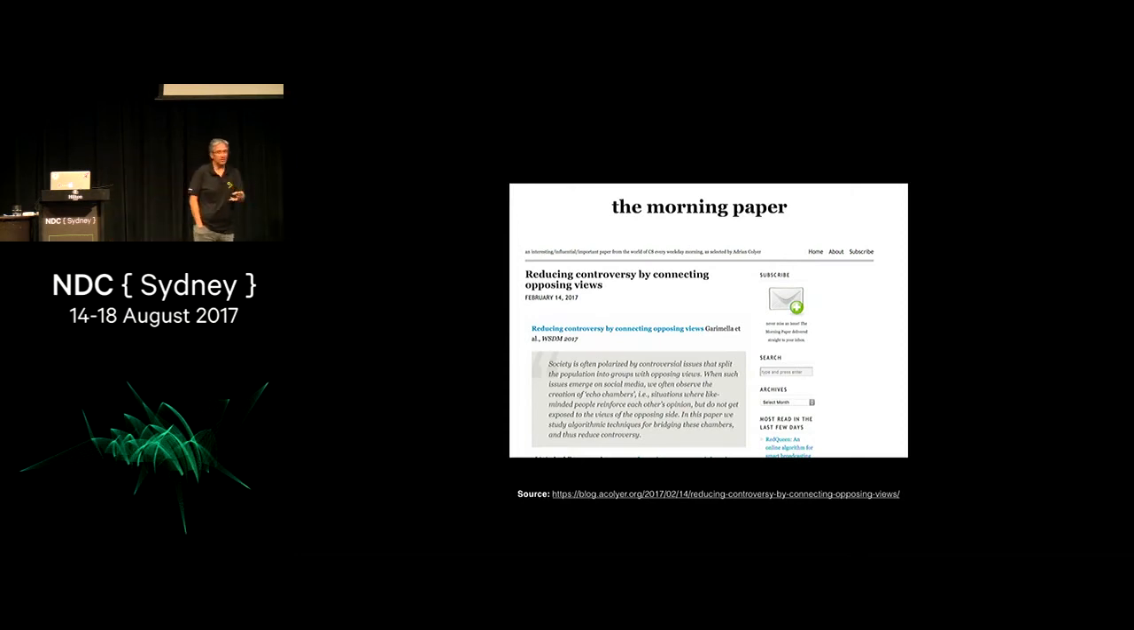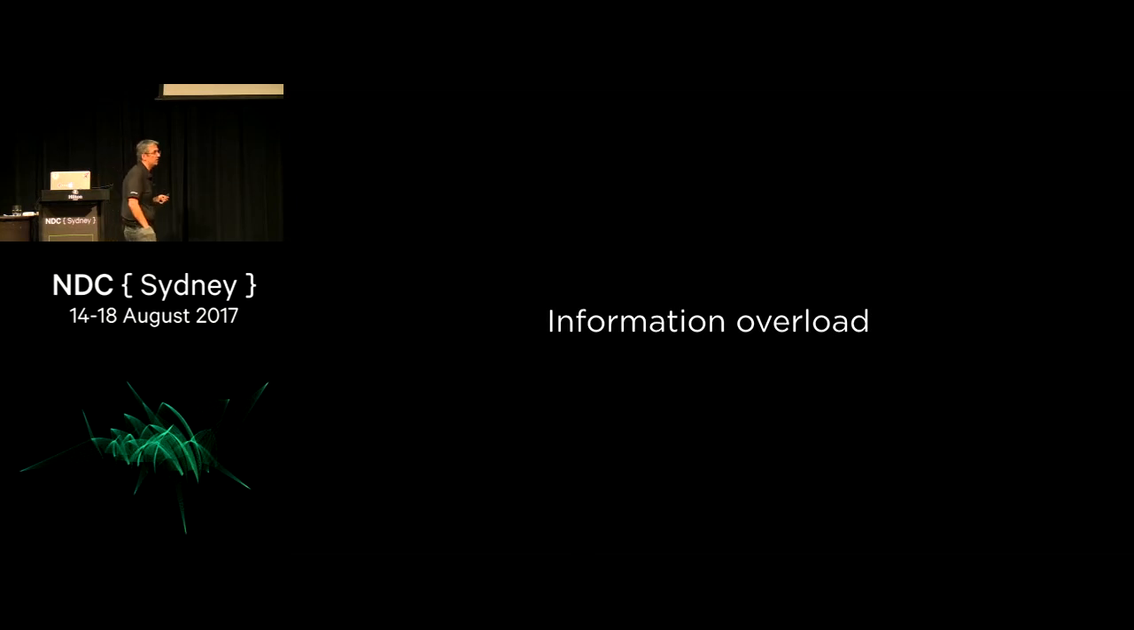And there are actually papers that say reducing controversy happens by connecting opposing views. Yes, if we read opposing views. The problem is that often we do not end up reading opposing views. Why don't we? Because we have information overload.